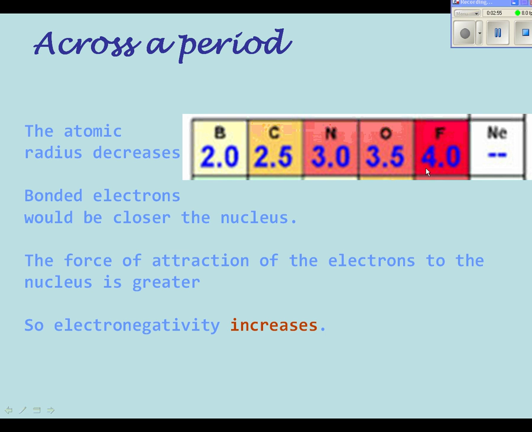So the electrons that fluorine uses in bonding will be closer to fluorine's nucleus than the electrons that boron uses in bonding, which means that being closer to the nucleus, fluorine will have a stronger hold on those electrons than boron. And having a stronger hold on the electrons means that fluorine has a higher electronegativity. So the electronegativity will increase as we move across a period.